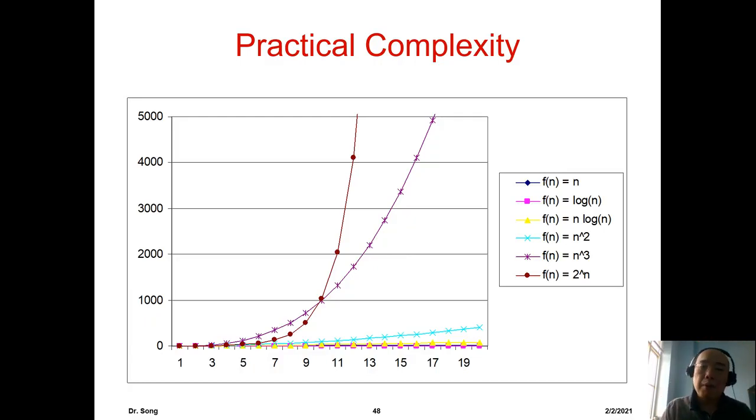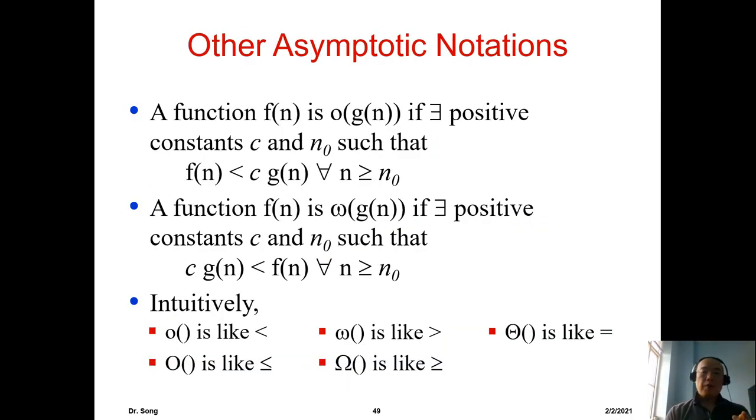Okay, so here are a few more asymptotic notations. Like we have the big O and the big omega, and they are the upper bound and the lower bound. However, you can be smaller or equal to.